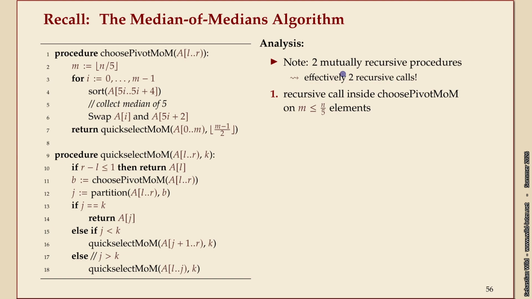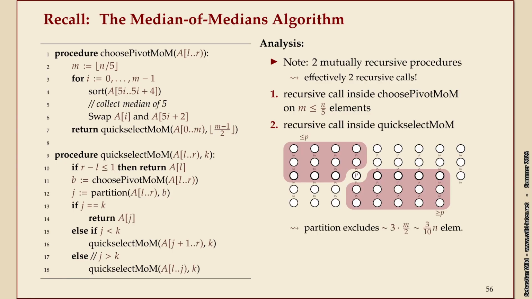This is a mutually recursive algorithm because this one calls this, and this one calls this. And in particular, over the course of this, I do essentially 2 recursive calls, whereas quick select had just 1. Now, luckily, this first recursive call is relatively small. It's always on only a fifth of the elements. And for the second recursive call, here's my picture again, we can guarantee that it's only going to look at 70% of the elements. At least 30% are excluded.